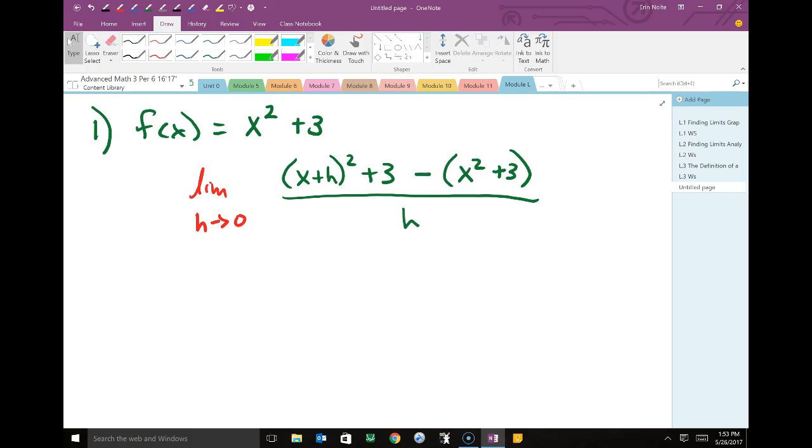You're ahead of me though. Slow down. Then I get x squared plus 3, and then I have minus x squared. So what happens there? They cancel, and then I have a minus 3, so the 3's cancel. So what's left on the top? 0. So I get 0 over 0.